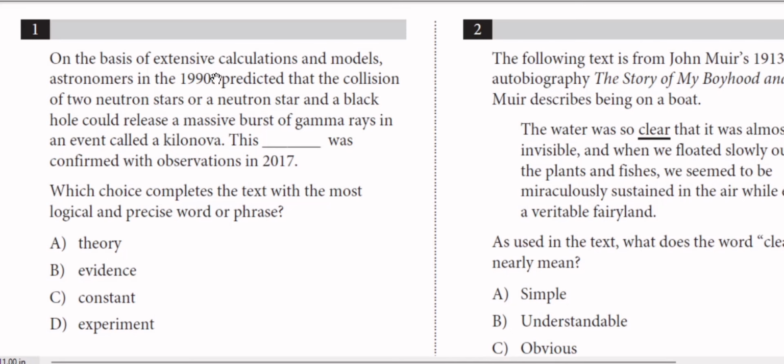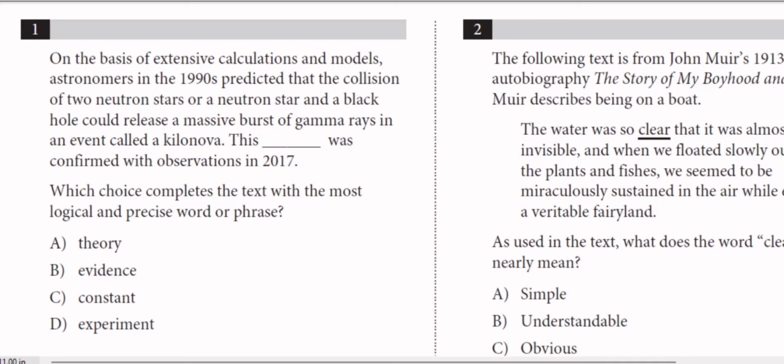On the basis of extensive calculations and models, astronomers in the 1990s predicted that the collision of 2 neutron stars or a neutron star and a black hole could release a massive burst of gamma rays in an event called a kilonova. This blank was confirmed with observations in 2017.